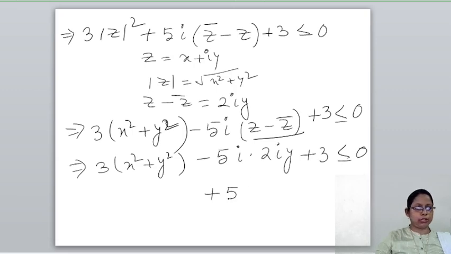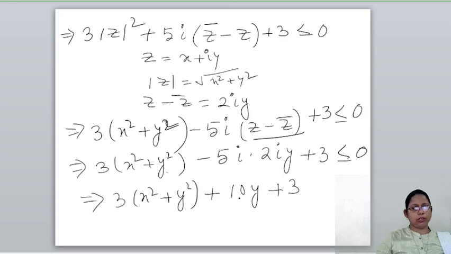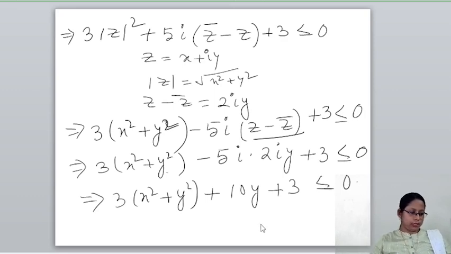i will be my plus 1. So 5 times 2 is 10, so this one will be 10y plus 3. So this is my 3 times x square plus y square less than or equal to 0, which is the required equation of the circle. That means this is the required locus, and it represents the interior and the boundary of a circle.